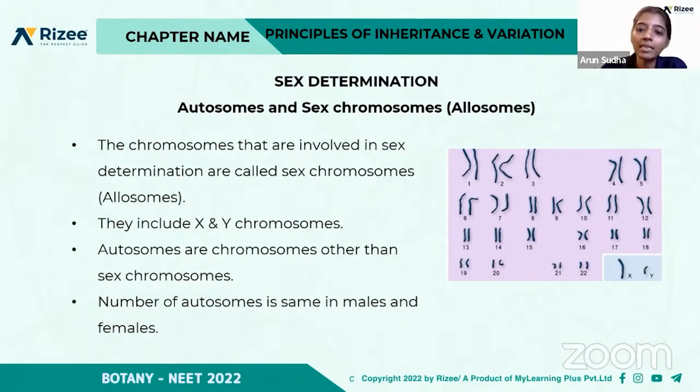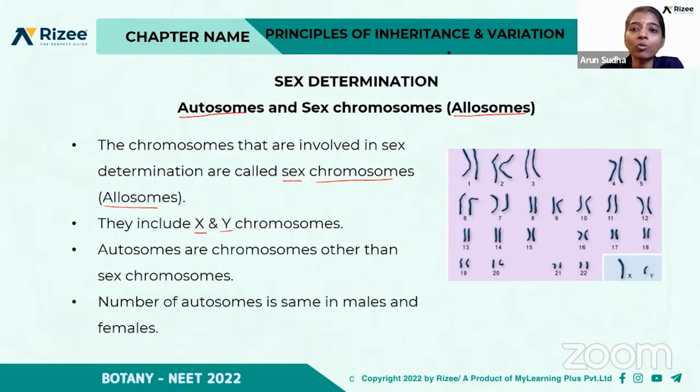So what are the sex chromosomes? The sex chromosomes are also called allosomes. The other chromosomes, which are involved in the other body functions, are called the autosomes. So there are two types of chromosomes: one is an autosome, the other one is an allosome. The chromosomes that are involved in sex determination are called the sex chromosomes or allosomes. These include X and Y chromosomes.